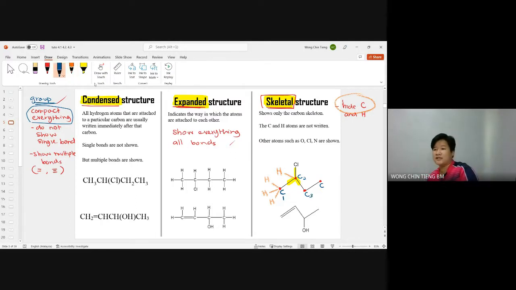Nampak? Okay, next question. Ni, carbon ketiga. How many hydrogen should this third carbon hold? Two. Wow. Dua. Boleh kira satu, dua, tiga, empat? Okay, next C4. Berapa hydrogen?